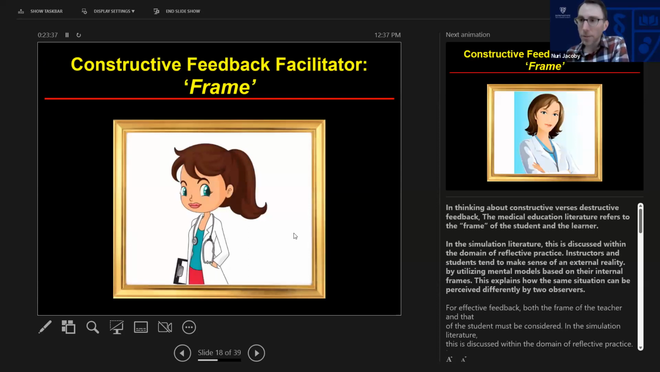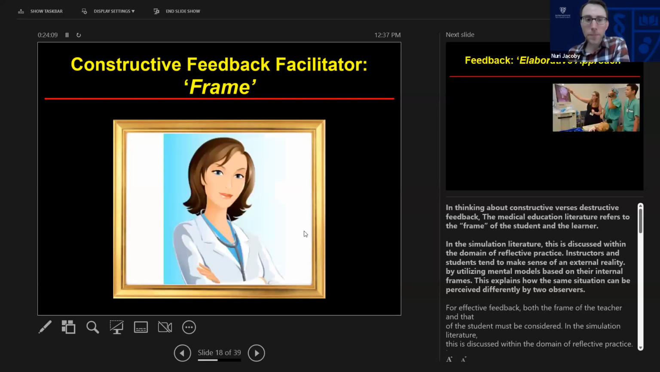Frame is really important. You, as the person giving feedback, and the learner who's receiving feedback need to be in the right frame. If the learner is really anxious or stressed, or you're really anxious or stressed, or the student did something that you really disagree with and you're really upset about it, that might not be the right moment to give feedback. Be careful with your words. Make sure it's constructive. Make sure that both of you are in the right frame.